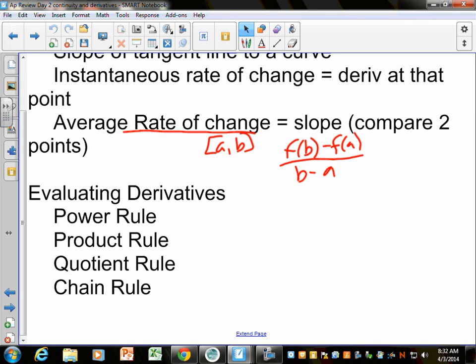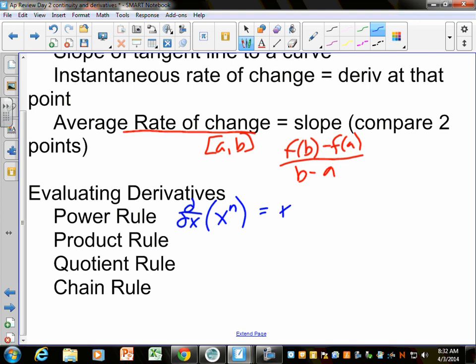You do that one without even thinking anymore. But if you are going to take the derivative of x to the n, then that is... oh my gosh, I don't even know how to write it. Bring down the exponent and then subtract 1.